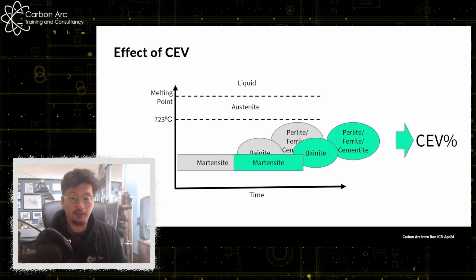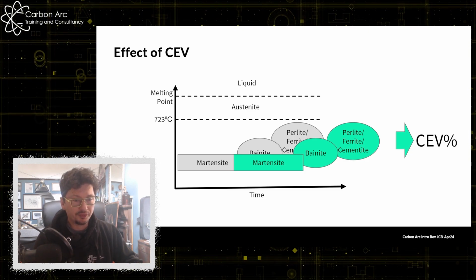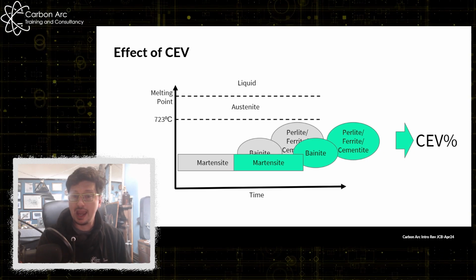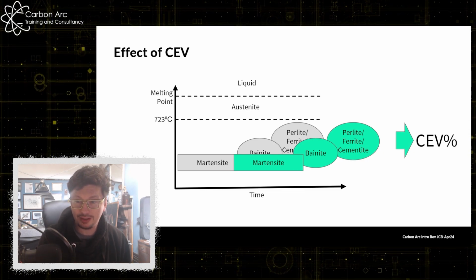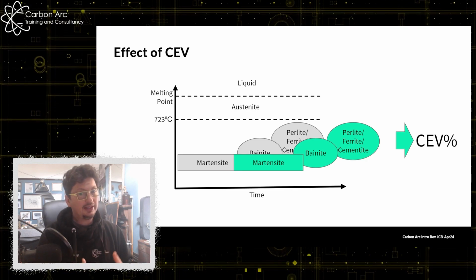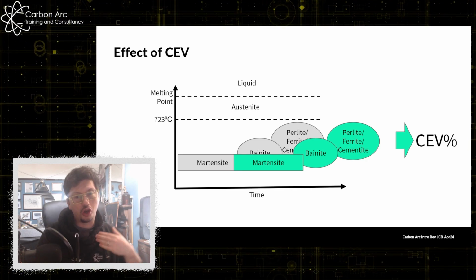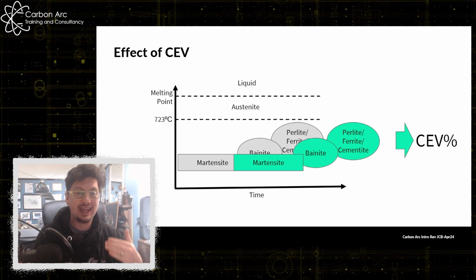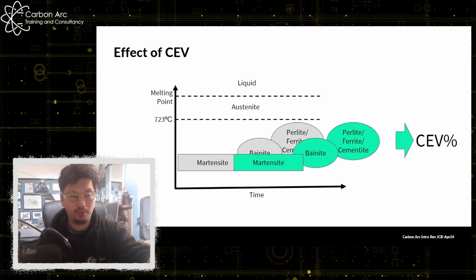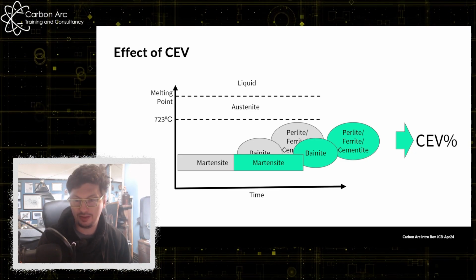Now, instantly, what we can see here is an increase in CEV is going to increase the preheat values, because by preheating a structure, we get a longer cooling rate, and therefore we're more likely to be where we want to be, not in the martensitic band.